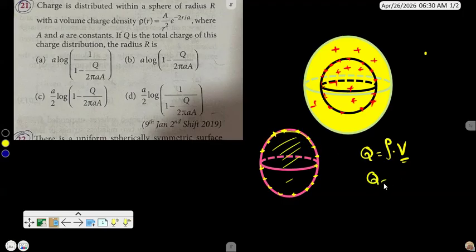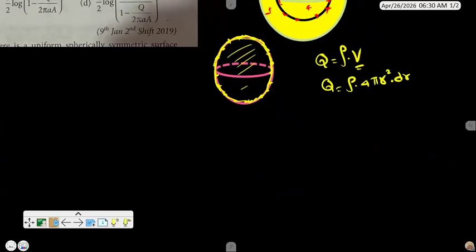So charge is equal to rho into 4 pi r square, which is the area of that hollow sphere, and into the thickness of it. That is how we are going to find the volume. 4 pi r square into dr is going to give us the volume of only this part. We are not bothered about the inside part. So now we have got charge and also volume.